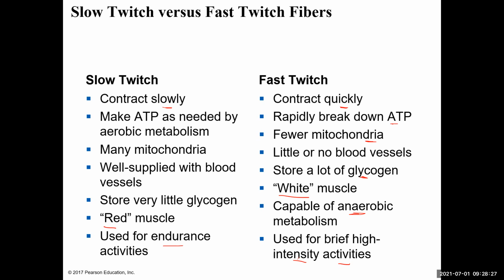Now, slow twitch fibers are basically the exact opposite. They contract slowly. They make the ATP as they need it due to cellular respiration, aerobic metabolism. And because of that, they need a lot of mitochondria to generate that ATP. And so you also need a lot of blood to bring in that oxygen and to get rid of the carbon dioxide that's made through that cellular respiration process. Because of this, they don't have a lot of glycogen because they're using that glycogen, taking those glucose molecules off and using them to break down and make that ATP.